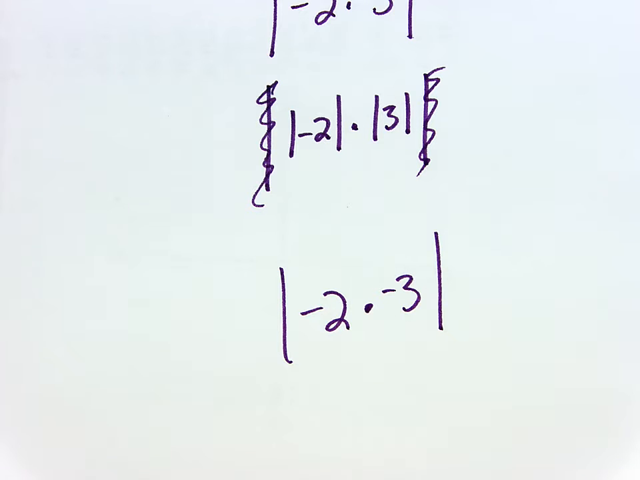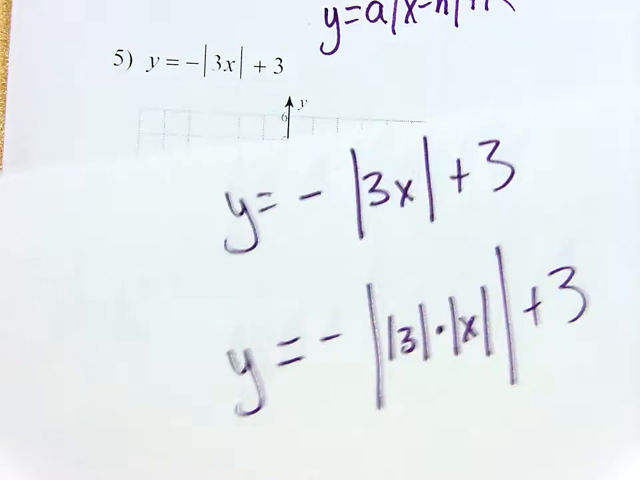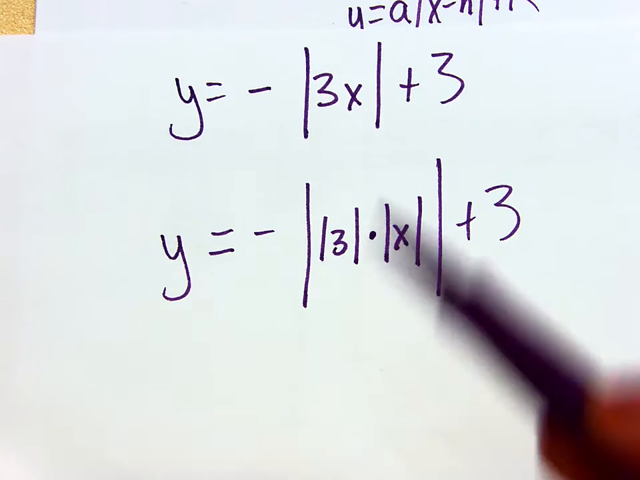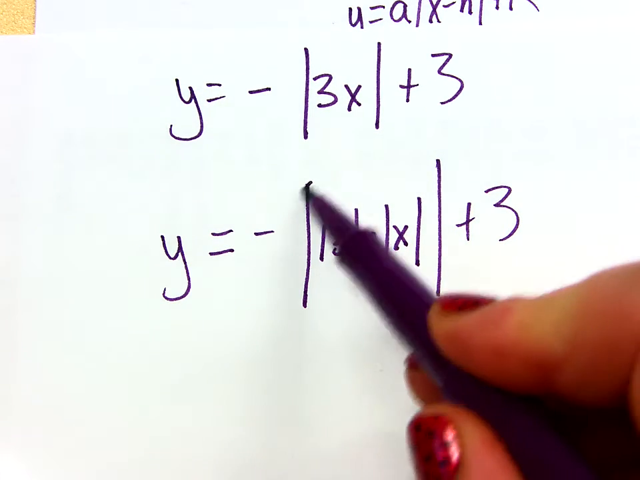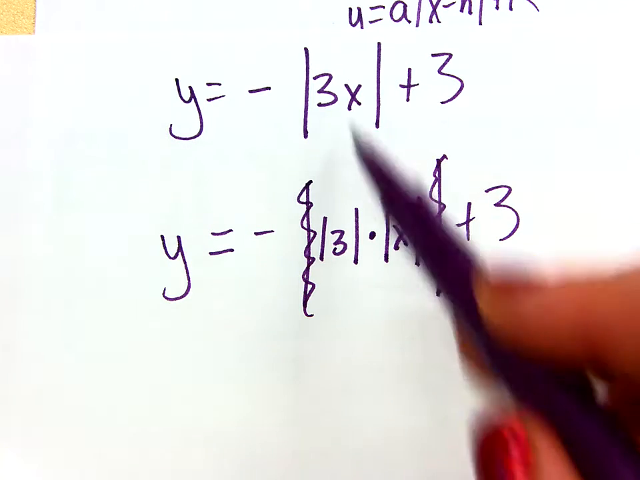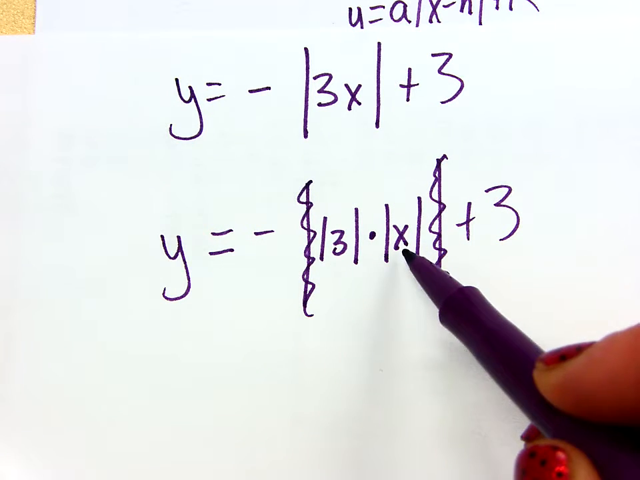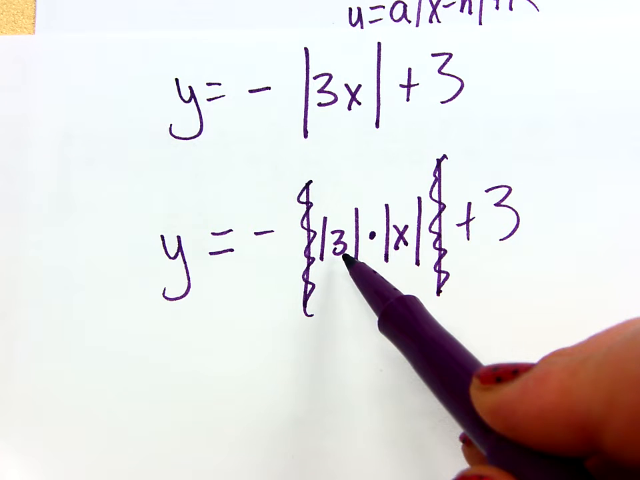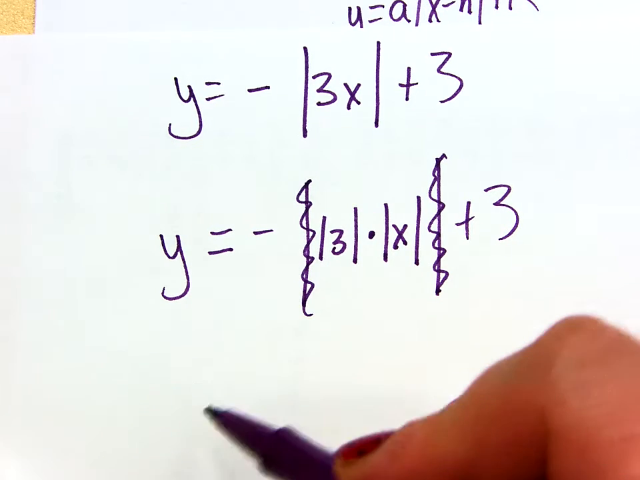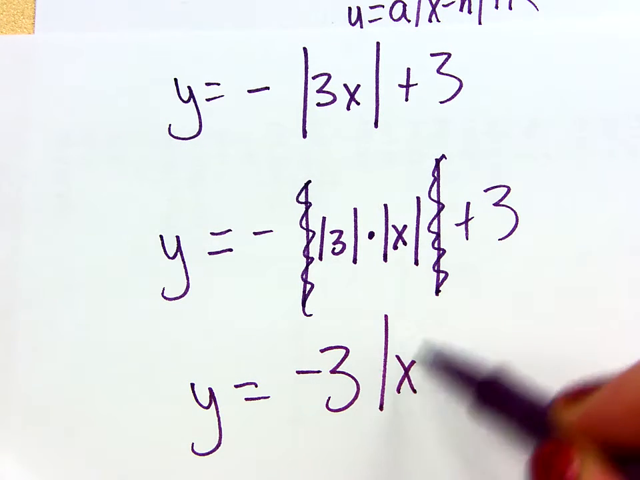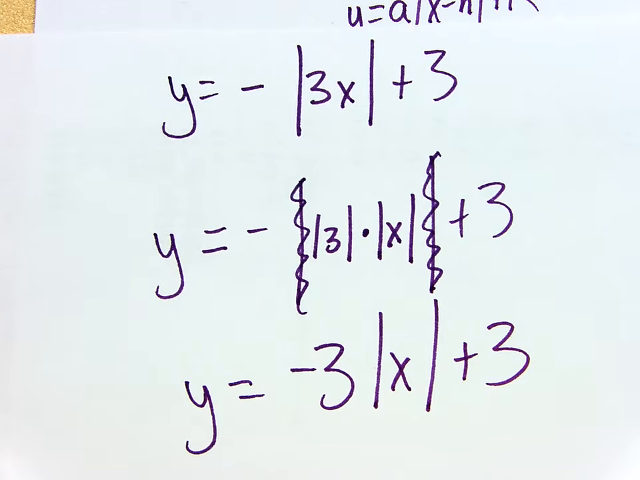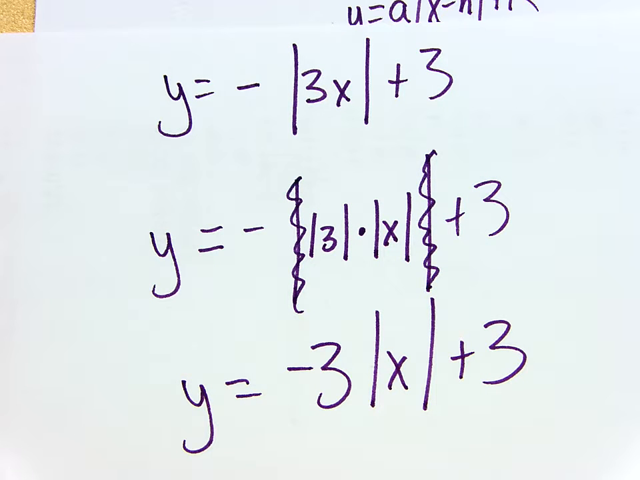So what I can do if I'm taking the absolute value of a product is take the absolute value of each one individually. Essentially that's what I'm going to do here. I'm going to split that up into the absolute value of 3 and the absolute value of x. What is the absolute value of 3? 3. There is this negative on the outside, though, and that stays. So now, when I graph that, it's the same thing. You with me so far?